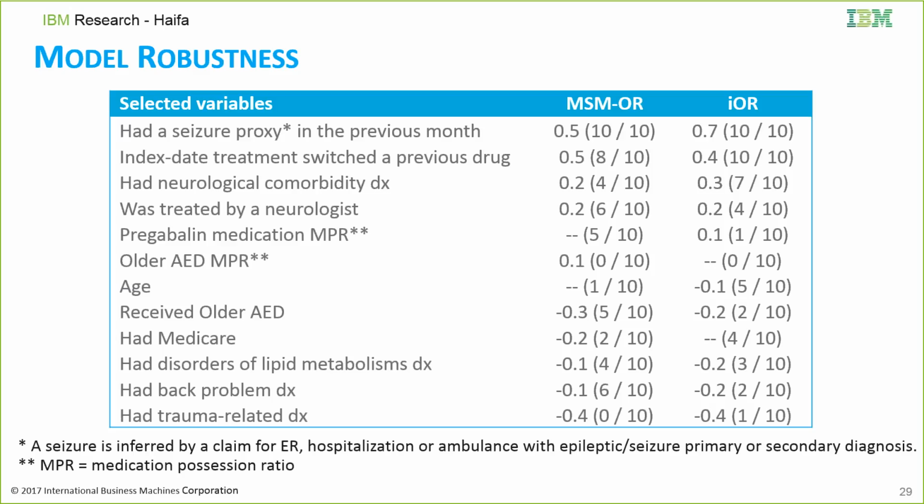Also, a strong one was whether the patient switched from previous drugs, which basically indicated that the patient was already on anti-epileptic drugs. But I guess it's important to notice that most features actually appeared in many different bootstrap iterations, and the sets of features selected in these two models are actually highly overlapping.